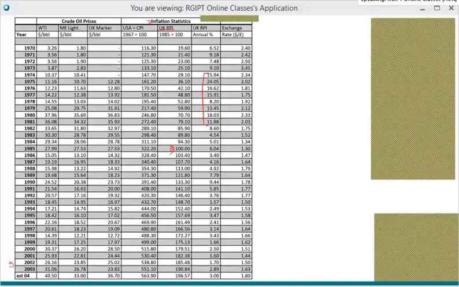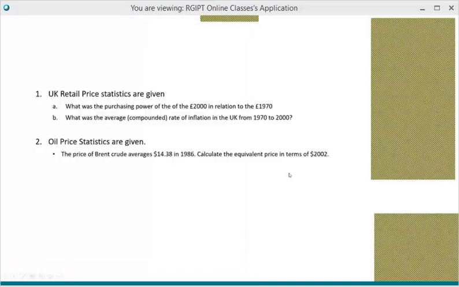Okay, and also you can see what West Texas Intermediate, Middle Eastern Light and UK marker prices were at that time. And so we'll do one exercise tomorrow to see how we can adjust it. So this is what we'll do tomorrow.